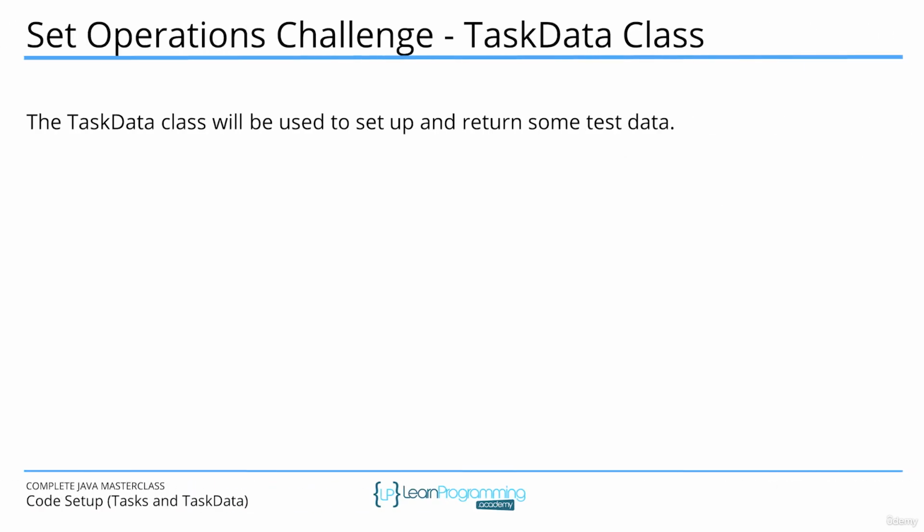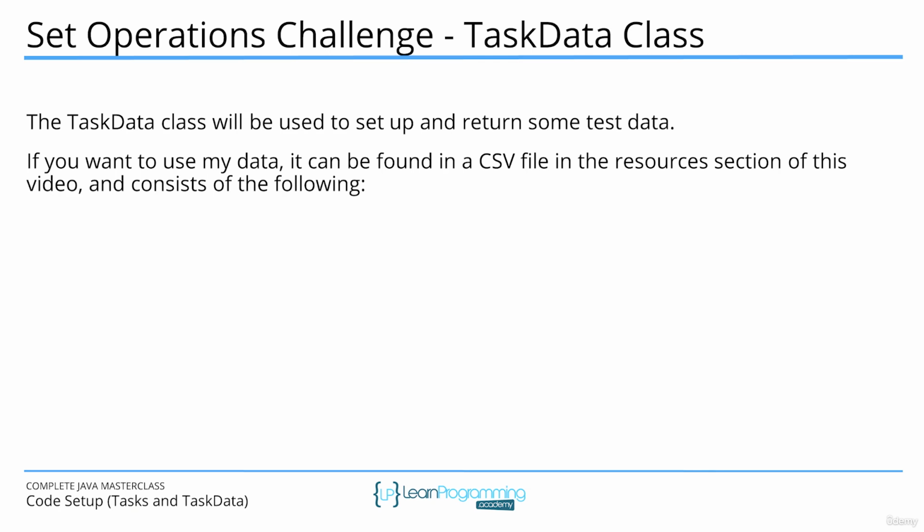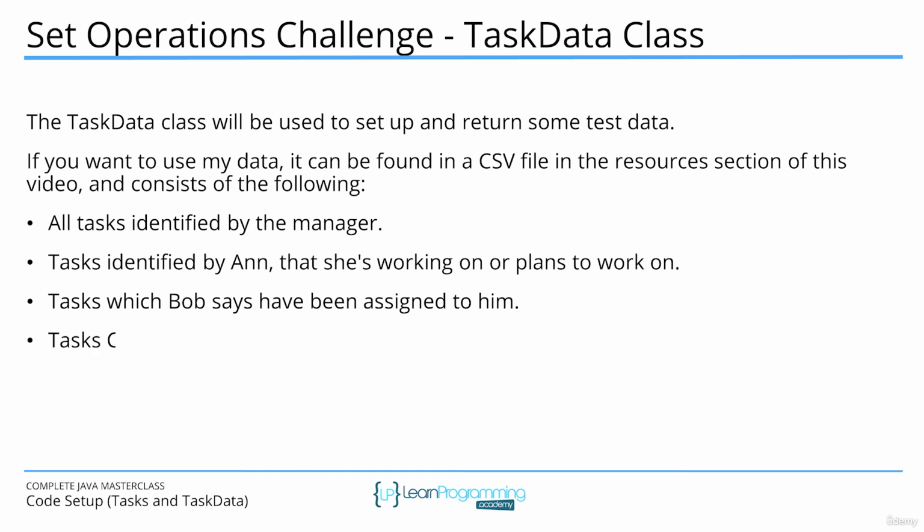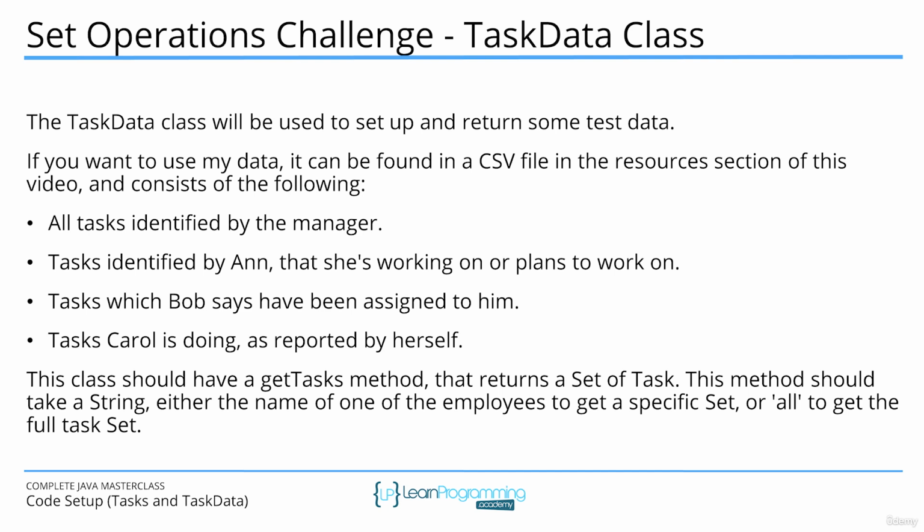The task data class will be used to set up and return some test data. If you want to use my data, it can be found in a CSV file in the resources section of this video and consists of the following: all tasks identified by the manager, tasks identified by Anne that she's working on or plans to work on, tasks which Bob says have been assigned to him, tasks Carol is doing as reported by herself. This class should have a getTasks method that returns a set of tasks. This method should take a string, either the name of one of the employees to get a specific set, or all to get the full task set.